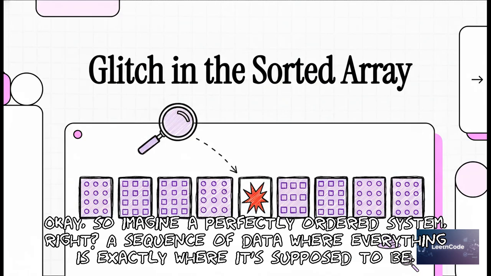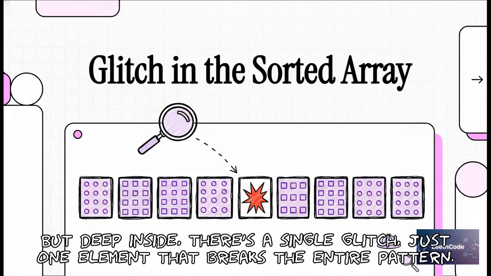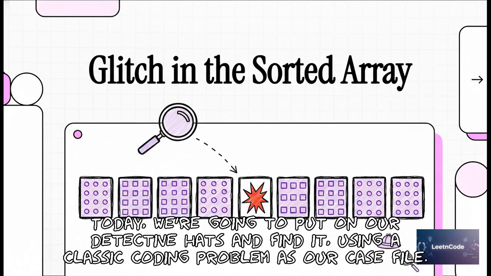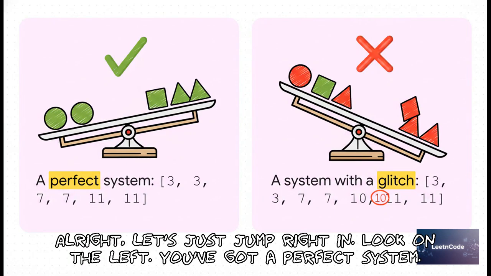Okay, so imagine a perfectly ordered system, right? A sequence of data where everything is exactly where it's supposed to be. But deep inside, there's a single glitch, just one element that breaks the entire pattern. Today, we're going to put on our detective hats and find it, using a classic coding problem as our case file. All right, let's just jump right in.